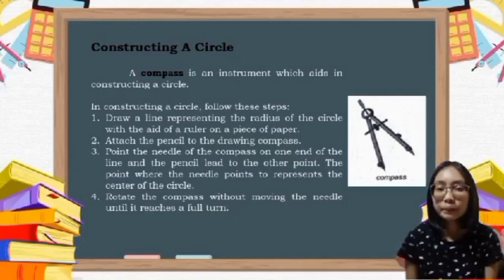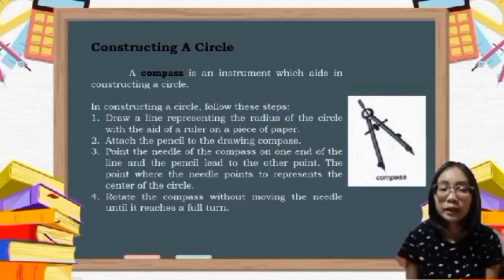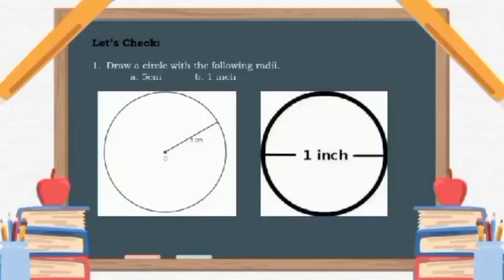Second, attach the pencil to the drawing compass. Third, point the needle of the compass on one end of the line and the pencil lead to the other point; the point where the needle points represents the center of the circle. Fourth, rotate the compass without moving the needle until it reaches a full turn. So let's check. So this is the face of a 5 centimeter circle and a 1-inch circle.